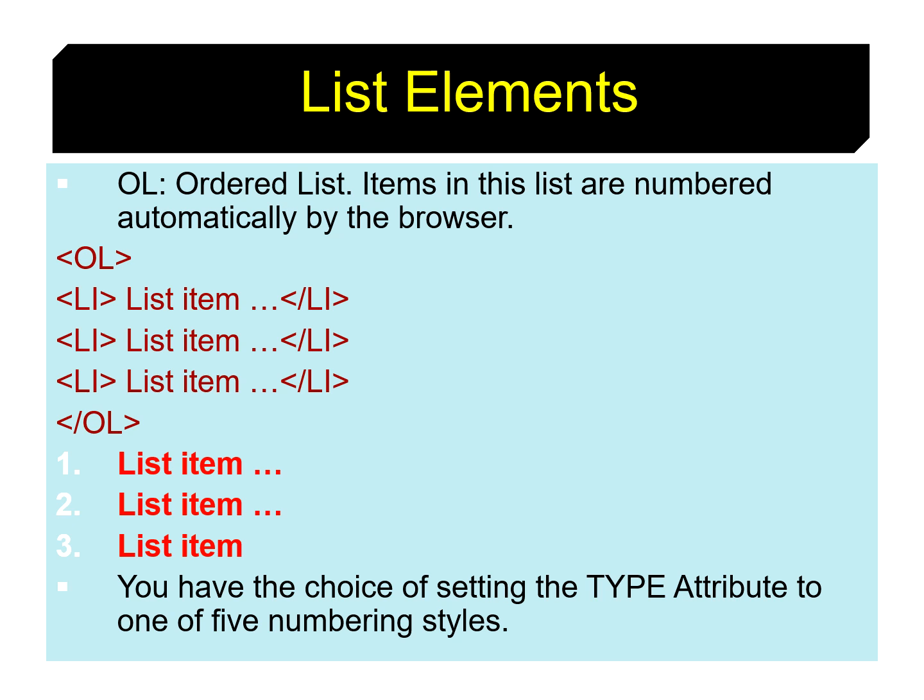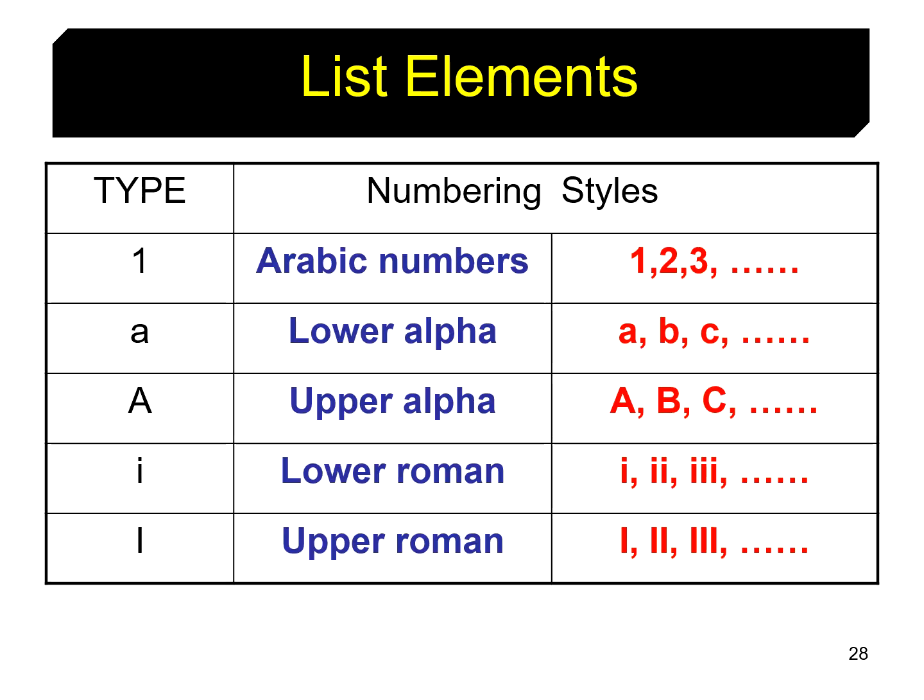You have to choose the setting of the type attribute, one of five numbering styles. So here are the numbering styles. 1 denotes the Arabic numbers 1, 2, 3. A small alphabet a denotes a, b, c. A capital upper alphabet denotes capital A, B, C. Then small i, lower Roman, denotes small i, ii, iii. Then capital I, upper Roman, denotes the upper-case Roman numerals I, II, III.